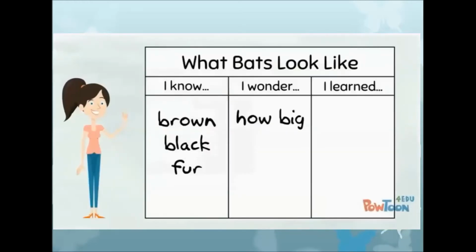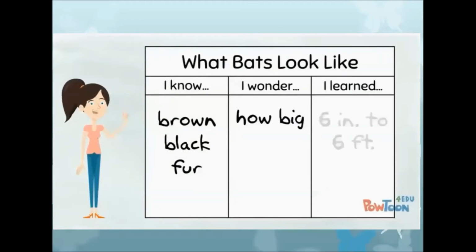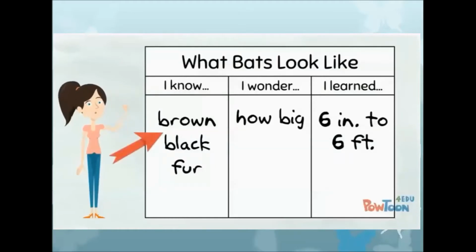This answers some of my questions. I have a section called What Bats Look Like. I just learned that bats can be between 6 inches and 6 feet. Wow, let me write that down. I already knew bats could be black or brown, but I just learned that they can be gray too. I'll add that to my organizer as well.